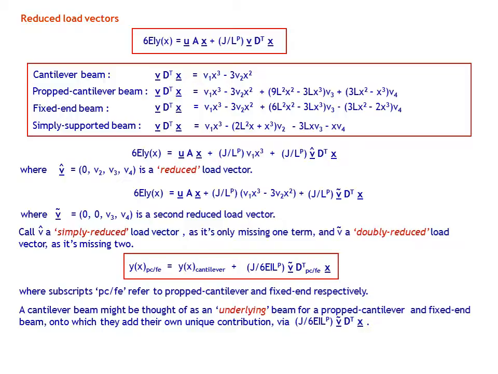Why is a simply supported beam the odd one out here? Maybe it's because the other three are fixed at the left-hand edge of the beam and so have zero slope there, whilst the simply supported beam isn't fixed and so has non-zero slope.